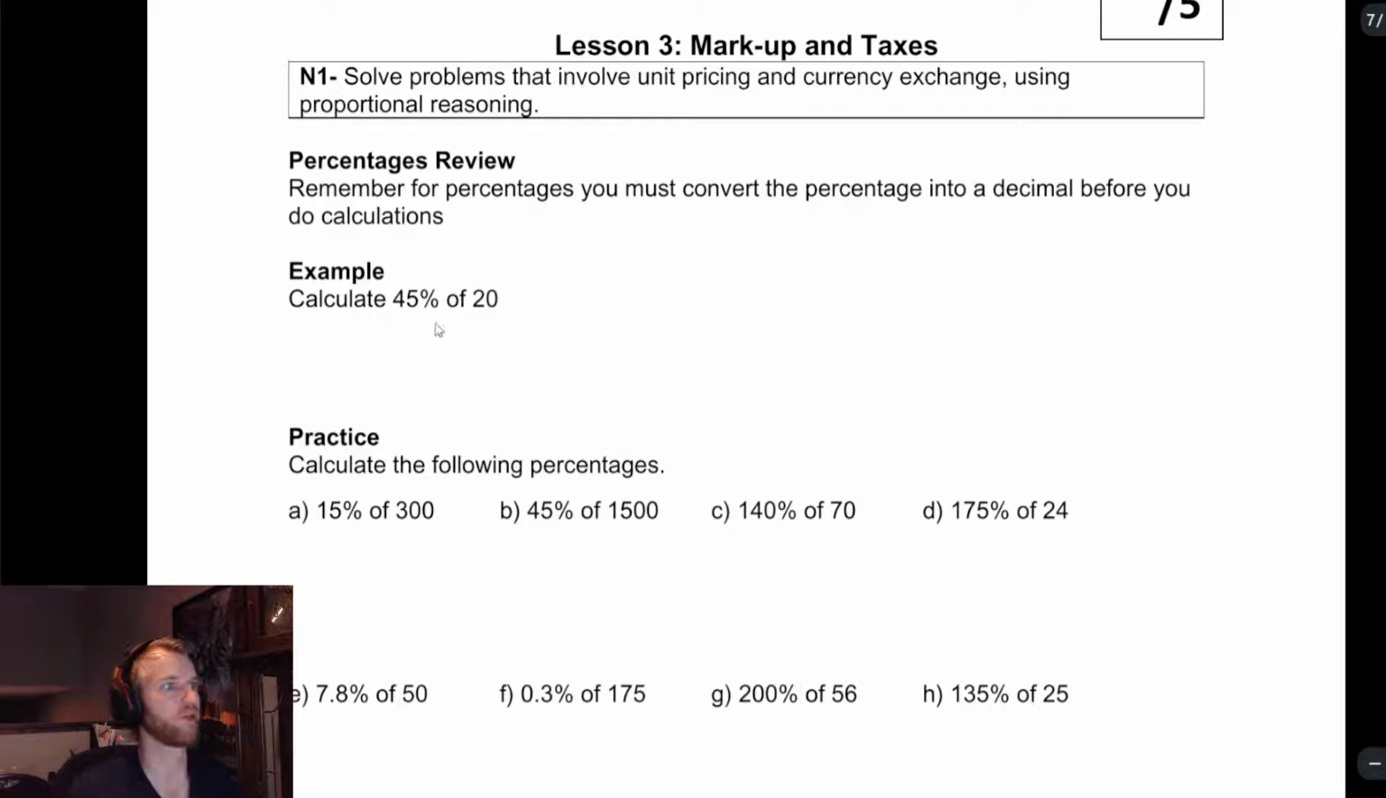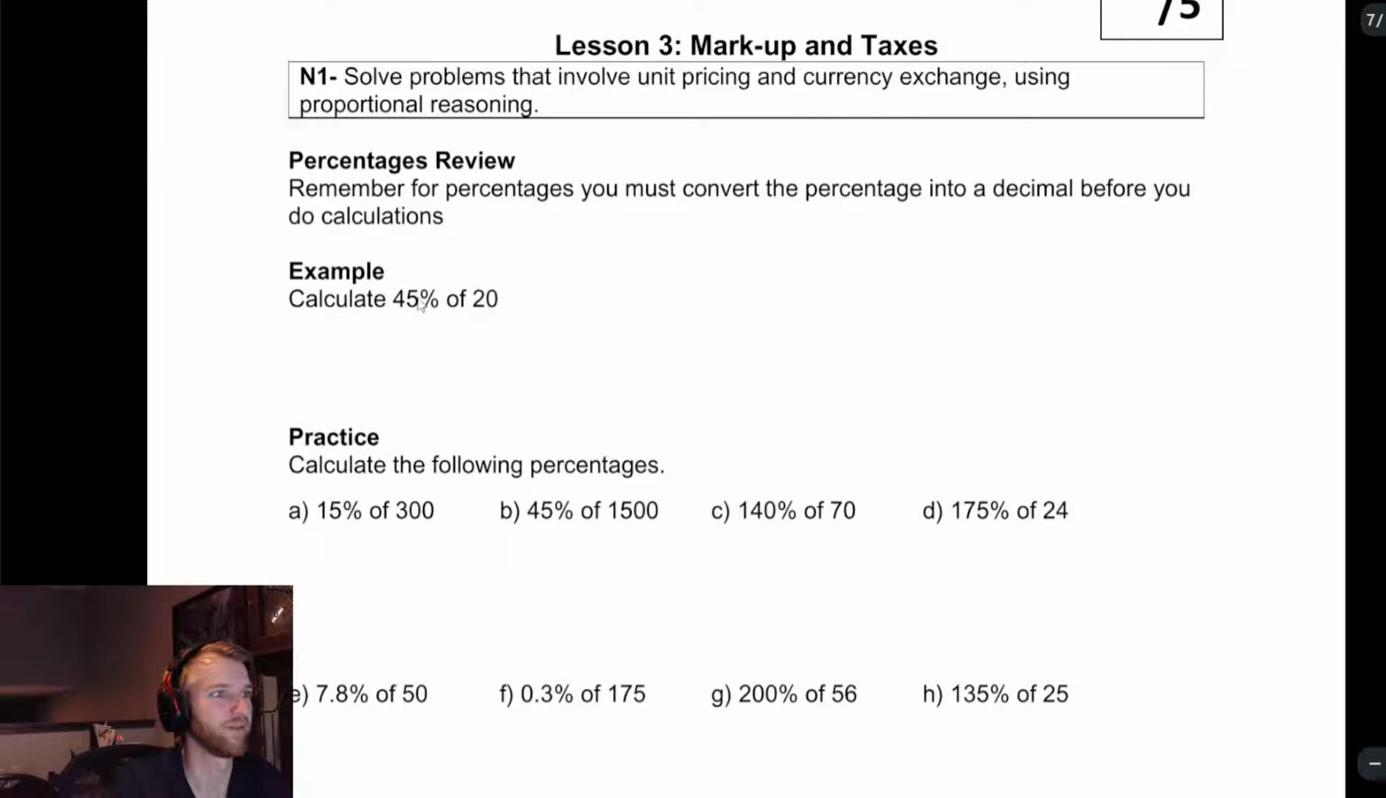Okay, so it says calculate 45% of 20. From an estimation standpoint, 45% is just a little less than 50%. So 50% of 20, that's half of 20, is going to be 10. If I know 50% is 10, then 45% is going to be just a little bit less than 10.